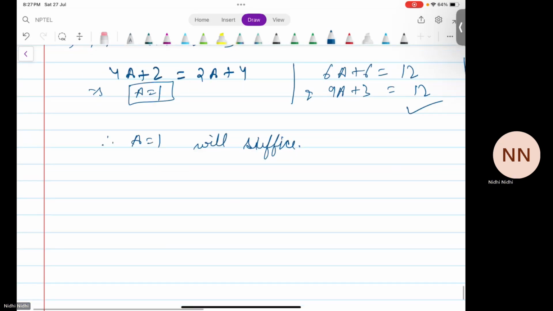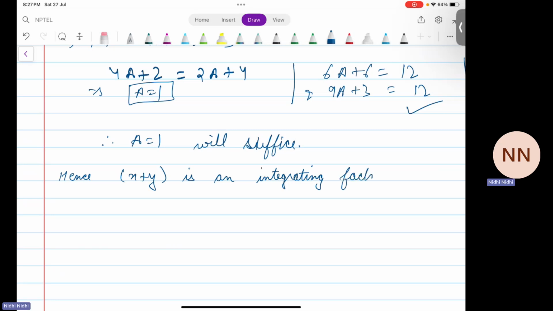Hence x plus y is an integrating factor for equation 1. Therefore, now we have an exact equation.